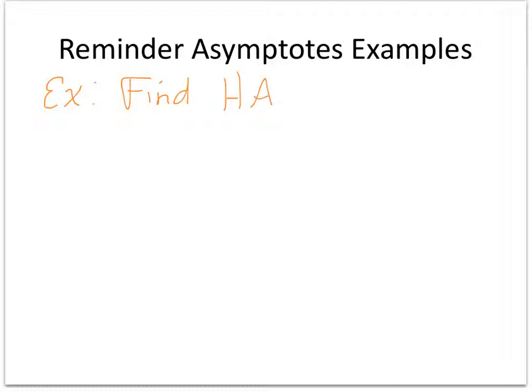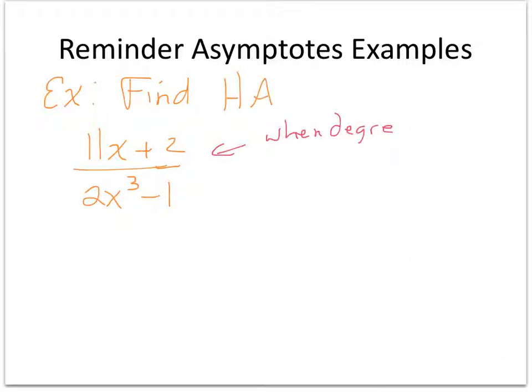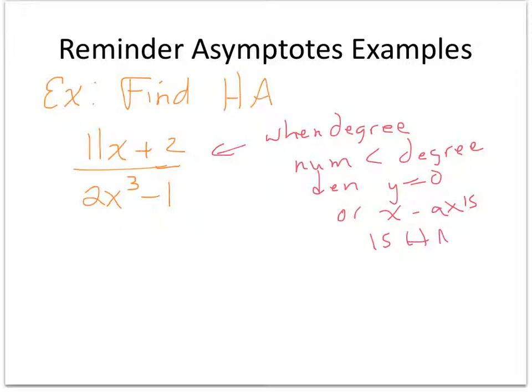Find the horizontal asymptote of 11x plus 2 over 2x cubed minus 1 from what you learned in algebra. What's the answer? 0. Yeah. So this was a rule that you remember: when the degree of the numerator is less than the degree of the denominator, then y equals 0, or the x-axis, is the horizontal asymptote. So if you recognize stuff like that, again, you can get through your homework very quickly.